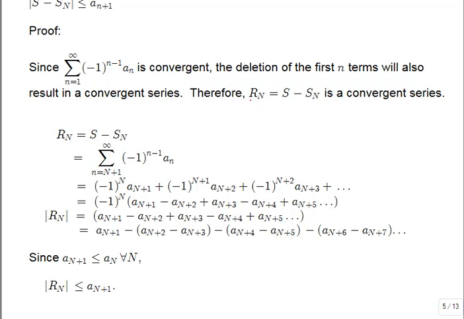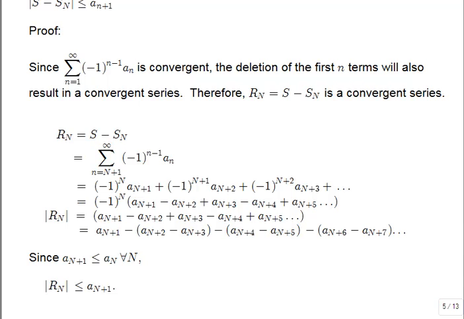So that means the remainder, r sub n, which is the true sum minus the first n terms, will be convergent as well. So if we write out what that would look like, r sub n is equal to the full sum minus the nth partial sum, which is going to be the sum starting at the n plus 1 term and going to infinity. So the true sum is a sub 1 plus a sub 2 plus a sub 3 all the way to infinity, and s sub n is just a sub 1 through a sub n.